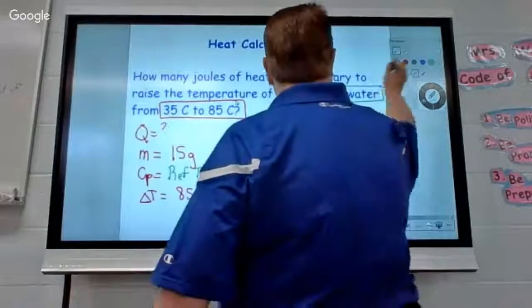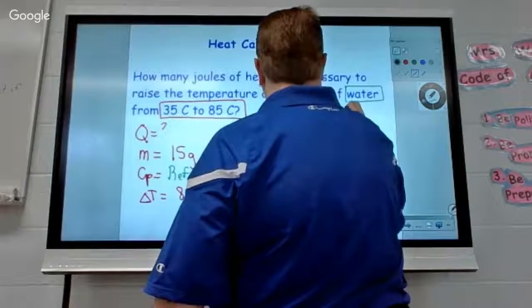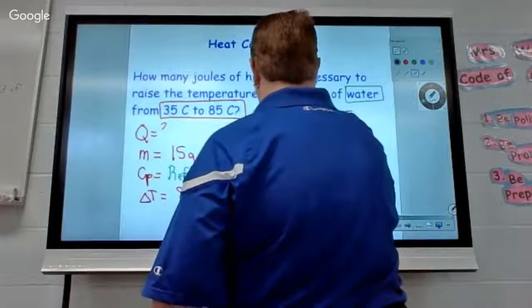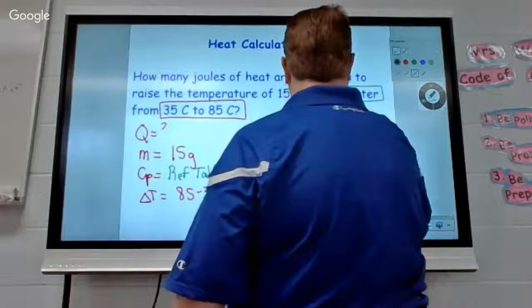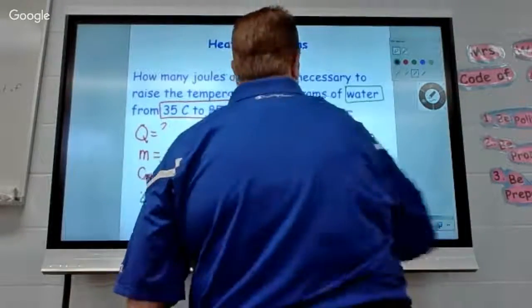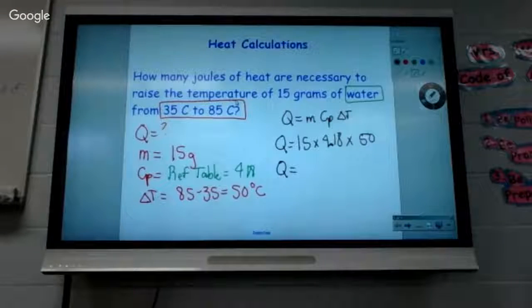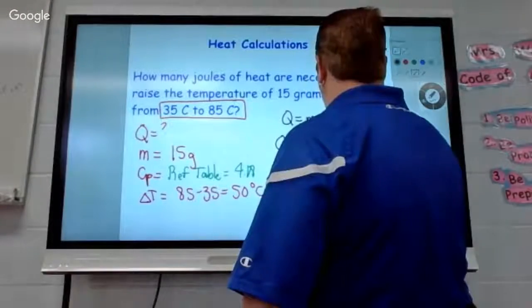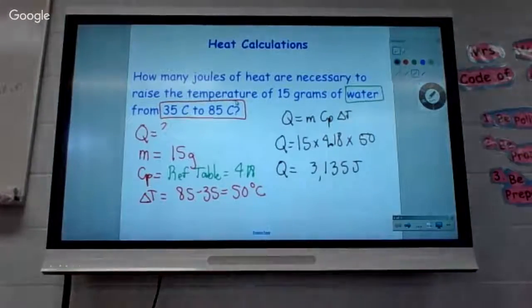So now, all we have left is Q equals M CP delta T. We're looking for Q. M is 15. CP is 4.18. And delta T is 50. So all we need to do is what? Multiply them, and we got this. We can do this with ease today. So 15 times 4.18 times 50, and we get 3,135 joules. Questions?